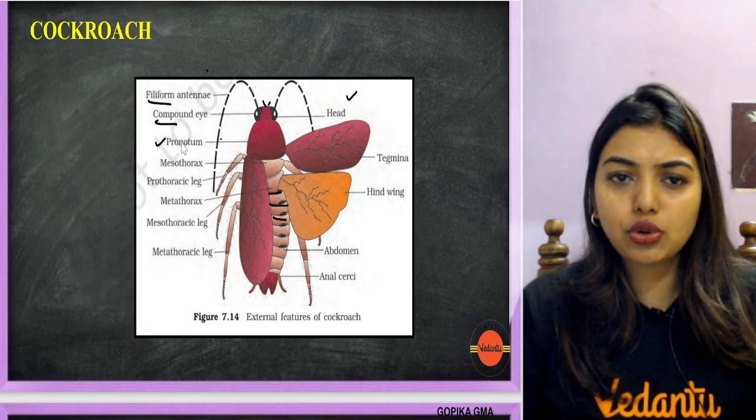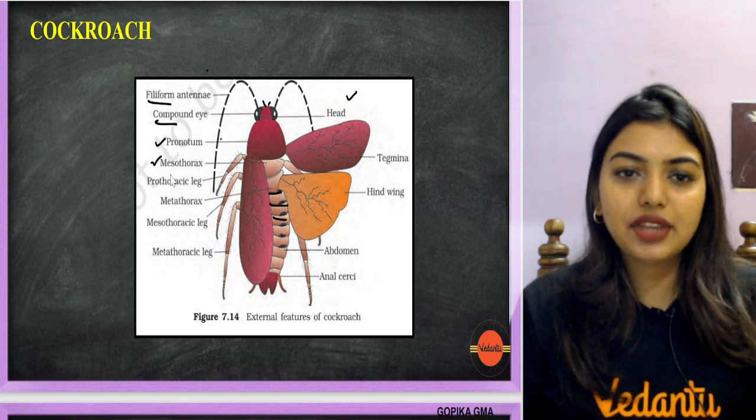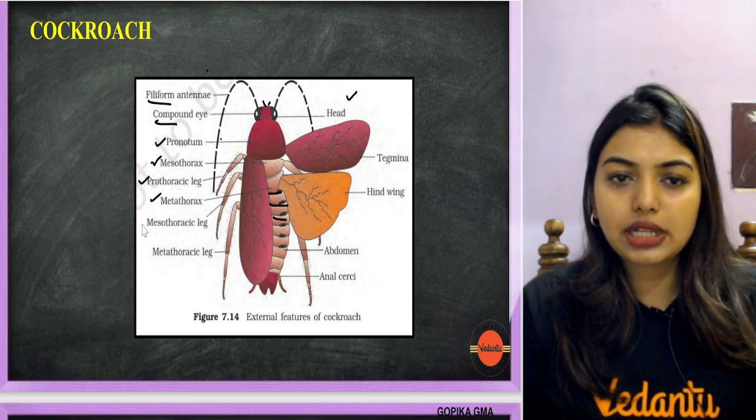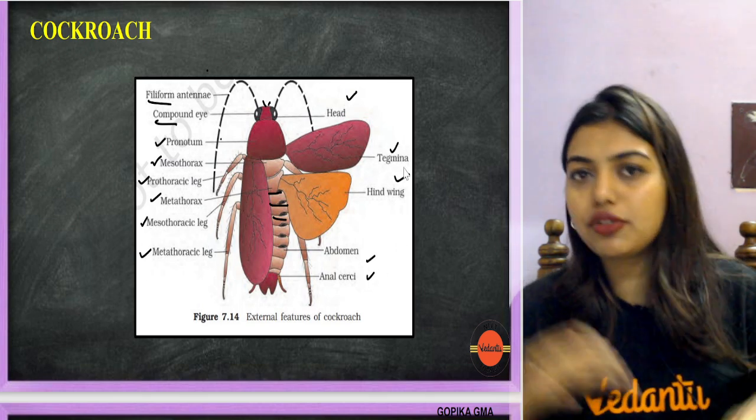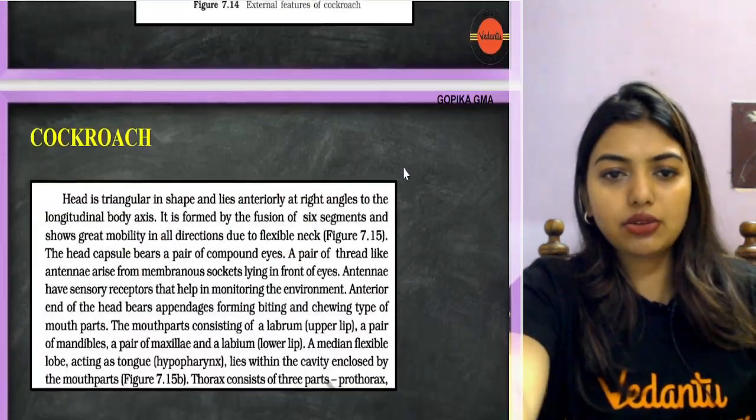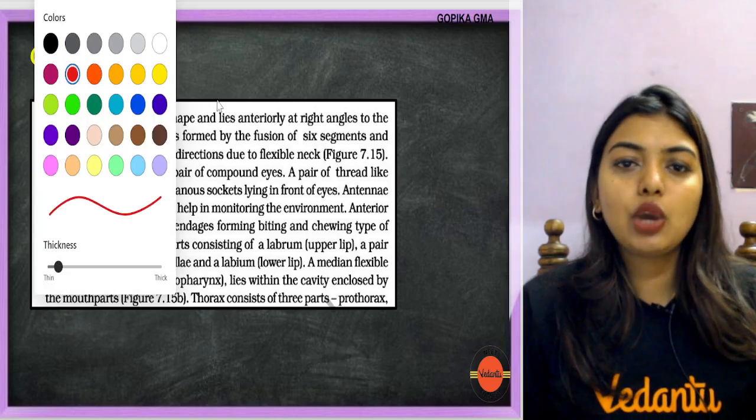Then the prothorax is there, then we have the mesothorax, then the prothoracic leg which will extend from here, then the metathorax, the mesothoracic and metathoracic legs, the abdomen, anal cirri, tegmina, hind wings. None of this you people know. Do not worry, we are going to go into that. Now look here, we are going to understand exactly what is there in the head region.